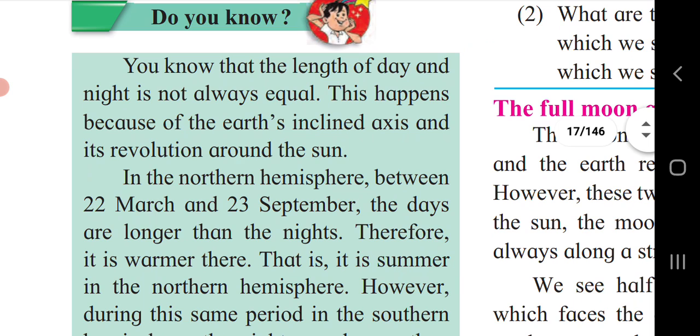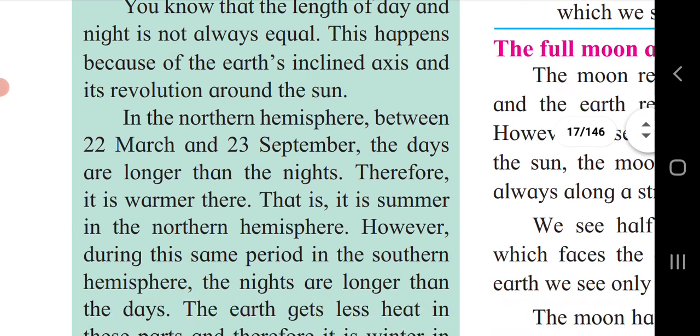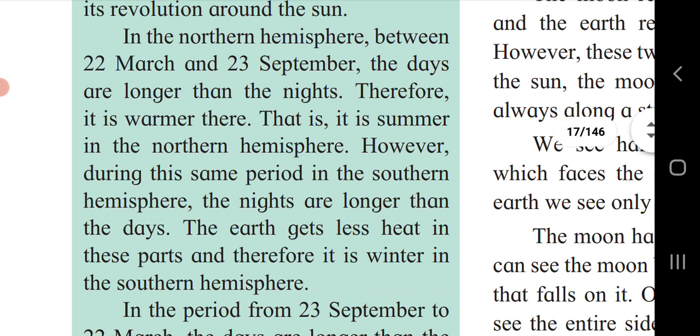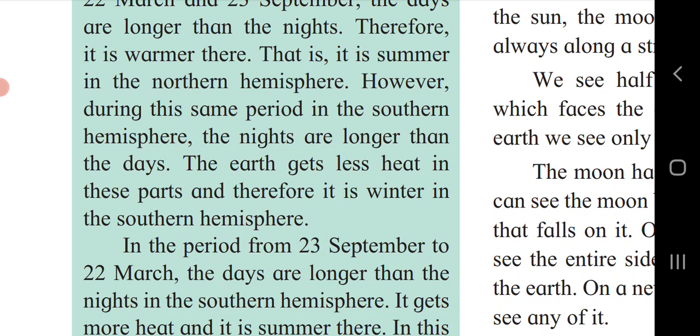Do you know that the length of the day and night is not always equal? This happens because of the Earth's inclined axis and its revolution around the sun. In the northern hemisphere, between 22nd March and 23rd September, the days are longer than the nights. Therefore, it is warmer there. As the day is longer, the temperature in that area is warmer. That is, it is summer in the northern hemisphere.